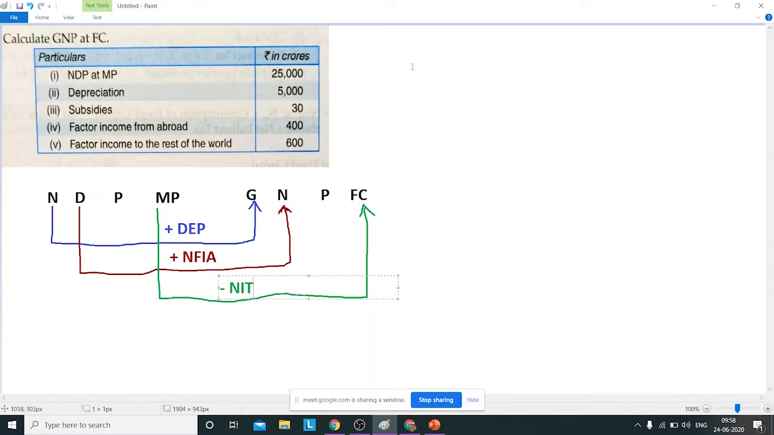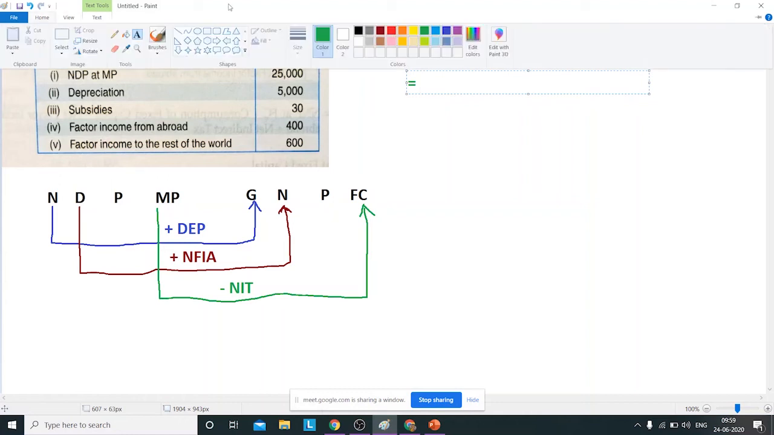So the formula for finding out NDP MP from GNP at FC. So I will write here: GNP FC from NDP MP. NDP MP plus depreciation plus NFIA, then minus NIT, right? Yes. So now it is easy for you to solve the rest. Equal to, I'll do one thing, I'll change the color of the pen.